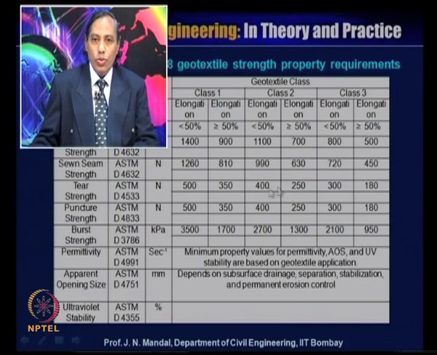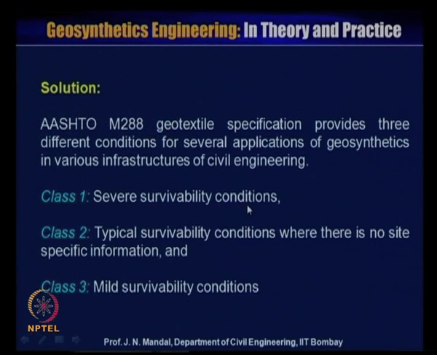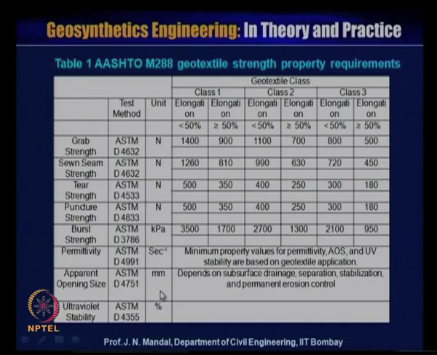Similarly, for class 2, if it is less than 50% or greater than or equal to 50%, these are all the values. And similarly, class 3, if it is less than 50% and greater than or equal to 50%, then you can have all these values. Now, you can see here very carefully, class 1 means severe serviceability condition and class 3 is mild serviceability condition. So, remember that severe is class 1 and mild is class 3.